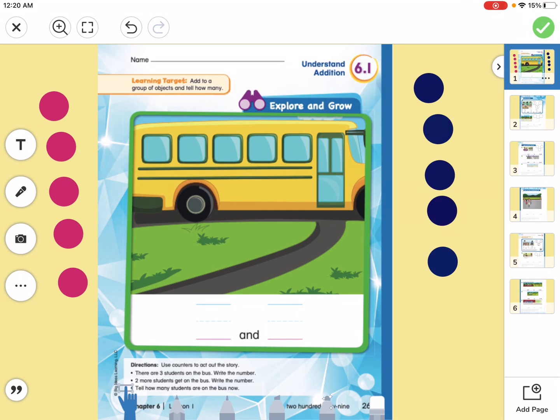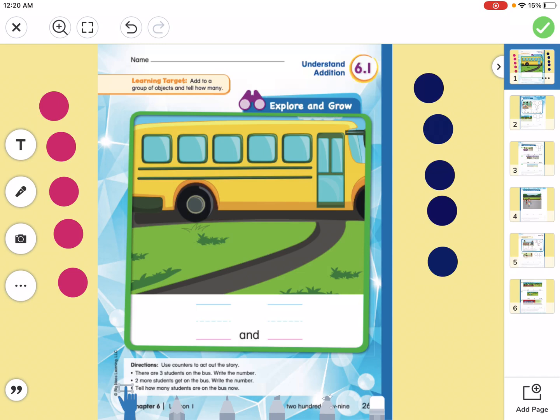Okay, Mrs. Hensley's friends, you are going to need pages 273 and 274 of your math pages, and those are practice pages 6.1. You are also going to need a pencil, and you may need an eraser if you do not have an eraser on your pencil. Okay, Mrs. Hensley is going to go ahead and start.